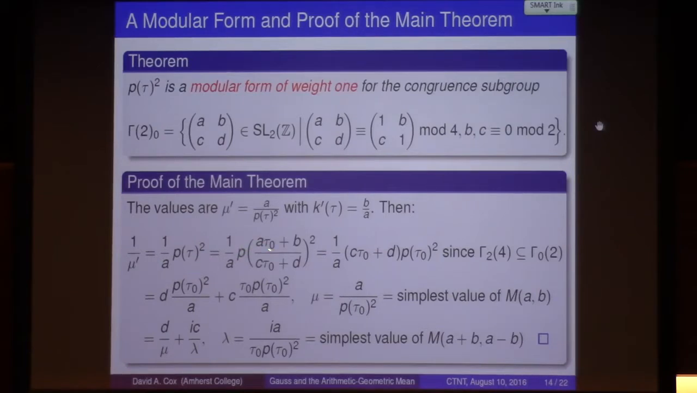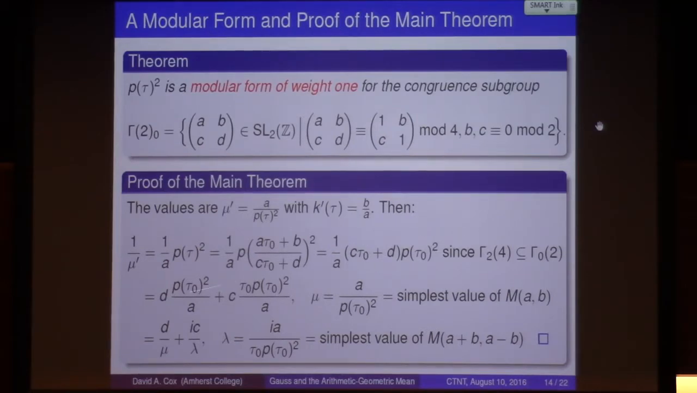But remember that tau is one of our elements of this group applied to tau naught, and that's what gives the simplest value. And now we use the fact that this is a modular form. And so basically I get just what it does to p of tau naught, but I also get the c tau plus d to a power, but because it's weight 1, that's just the first power. And the reason this works is because there are different groups involved, but this group, the one that relates the taus for k prime, is a subgroup of the group that works for p of tau squared, and so this actually still works.